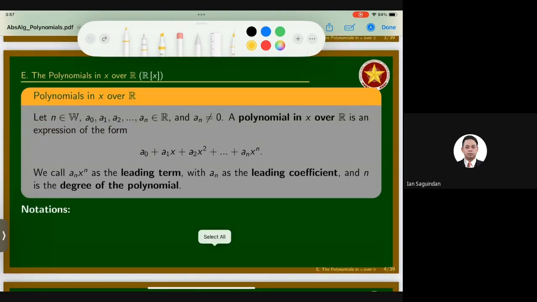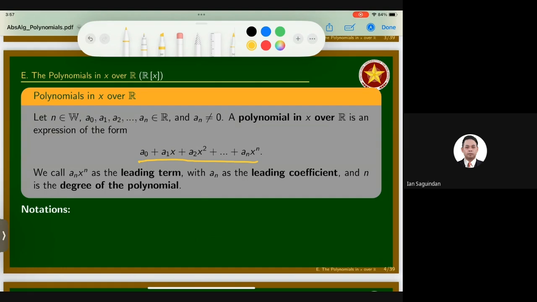First and foremost, we will be having a whole number n. Then we have real numbers a sub 0, a sub 1, a sub 2, so on and so forth up to a sub n, in which the last number a sub n should not be 0. When I say a polynomial in X over R, it should be in this form. A sub 0 plus a sub 1x plus a sub 2x squared plus so on and so forth up to plus a sub n x to the n.